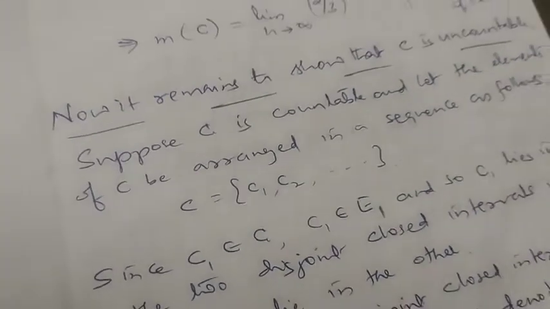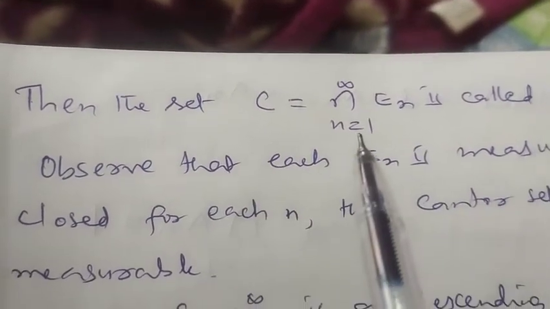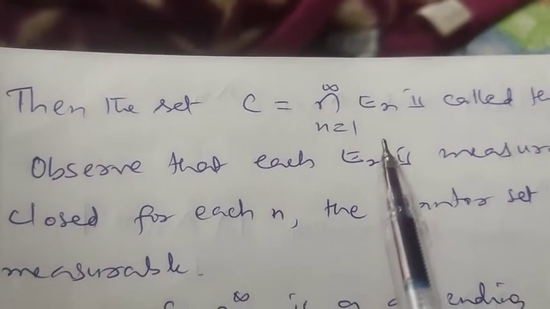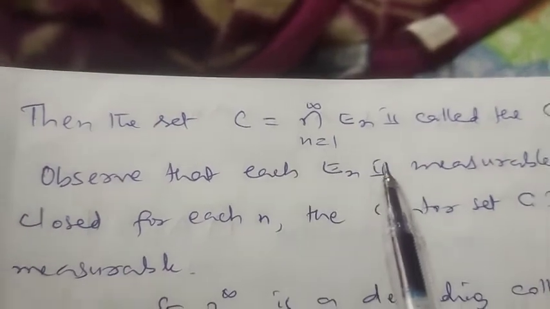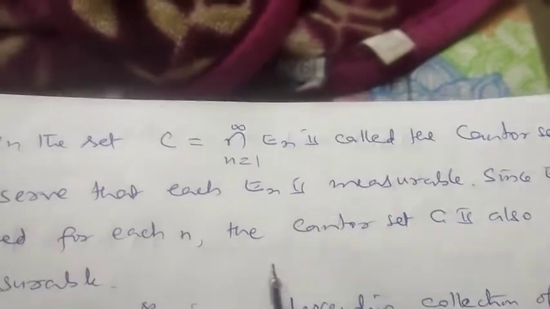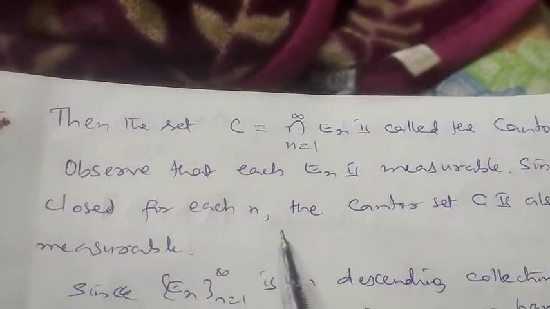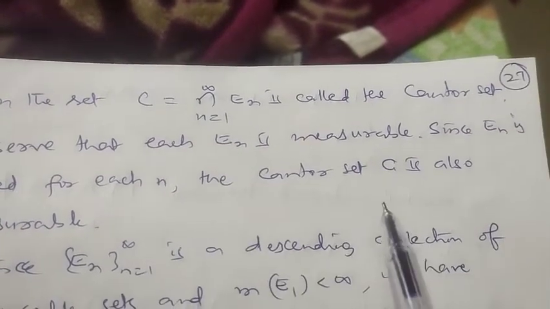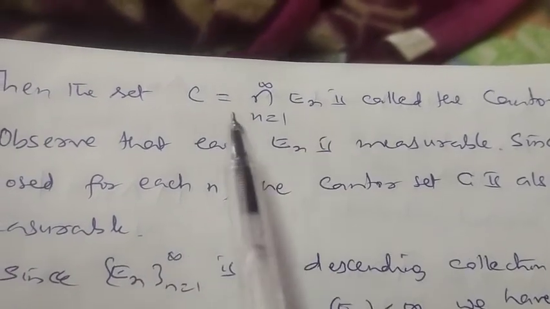Now you take C to be the intersection of all these sets En. Then this set, the intersection of all these sets En, is called the Cantor set. Here clearly each En is measurable. Since each En is closed for each n, the Cantor set C is also measurable because it is the countable intersection of closed sets.